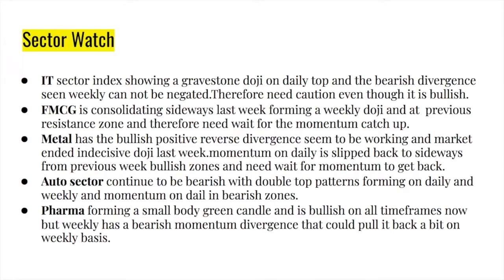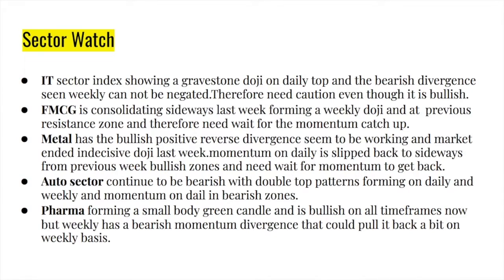IT has some bearish early warnings, but metal is not having that. It is just lagging a little on momentum in the short term. That's all. So the auto sector is bearish. We have an M pattern, a double top, forming on the daily as well as the weekly. So it is clearly showing bearishness, right?